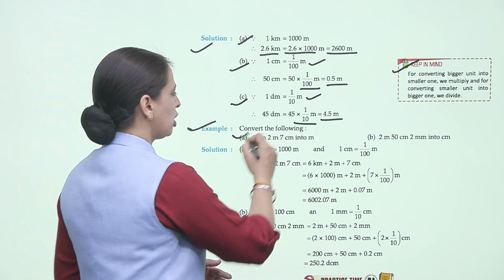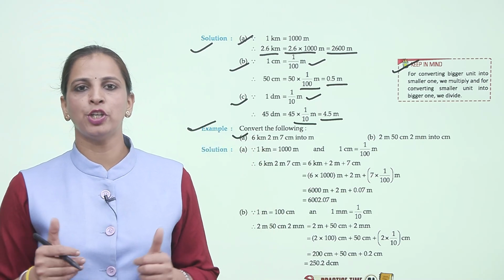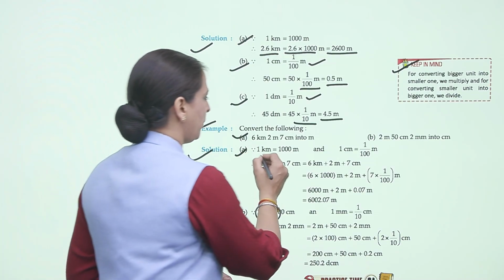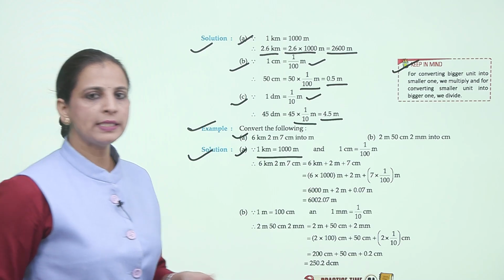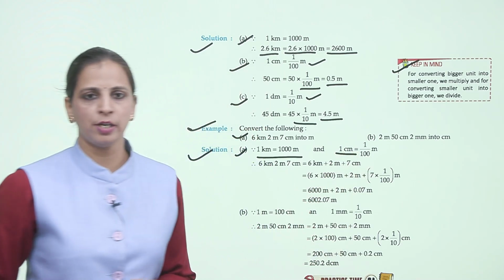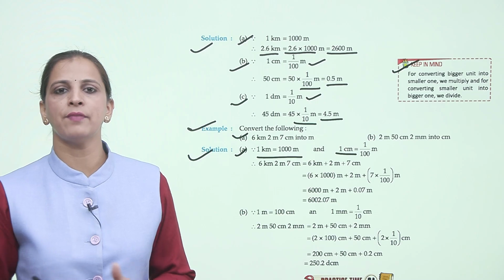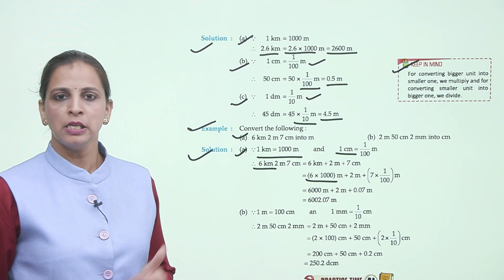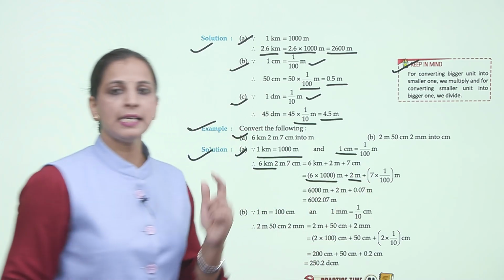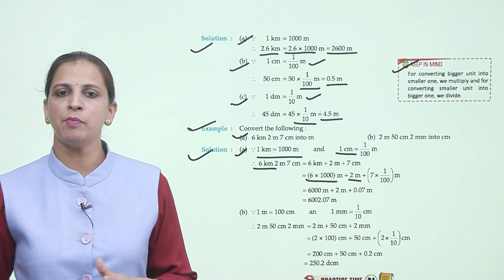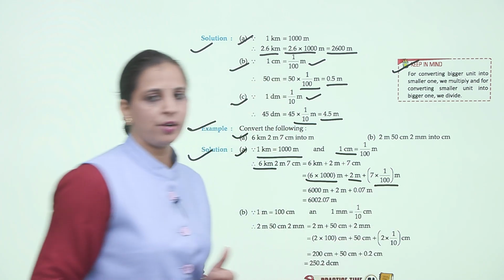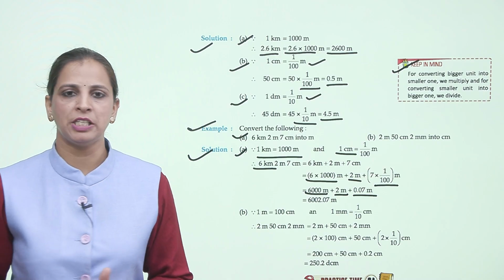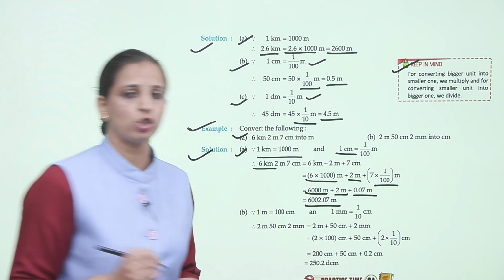Now next example, convert the following. A part, 6 kilometer, 2 meter, 7 centimeter into meters. Let's do the solution. We know that 1 kilometer is equals to 1000 meter and 1 centimeter is equals to 1 upon 100 meter. So 6 kilometer, 2 meter, 7 centimeter is equals to, we will convert 6 kilometer, 6 multiply by 1000 meter plus 2 meter already in meter and 7 centimeter we will convert into meter, 7 multiply by 1 upon 100 meters. Now 6000 meter plus 2 meter plus 0.07 meter, that is equals to 6002.07 meter.